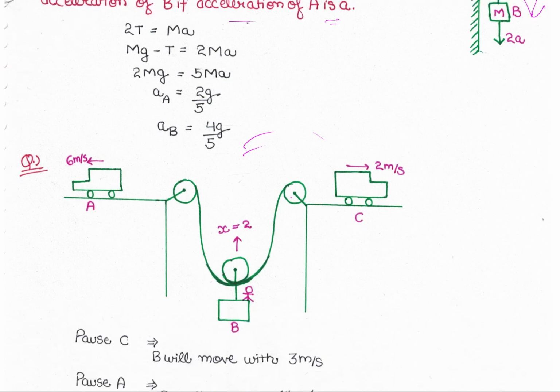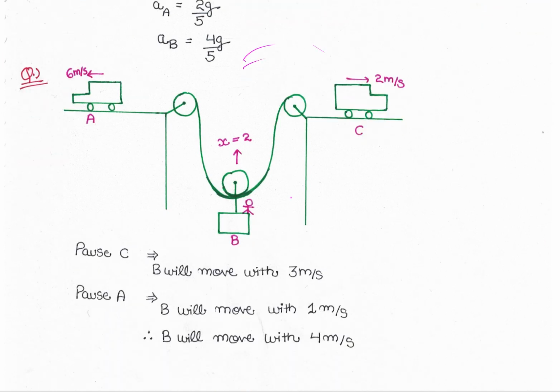Okay, now if we have another situation, this is the car moving with the velocity 6 meter per second, and this is another car moving with velocity 2 meter per second, and there is a person with this block which has a point B. Okay, and if x is equal to 2 along this direction, that is this person is rolling over, then we can write for pose C, B will move with 3 meter per second, and for pose A, B will move with 1 meter per second. So B will move with 4 meter per second.